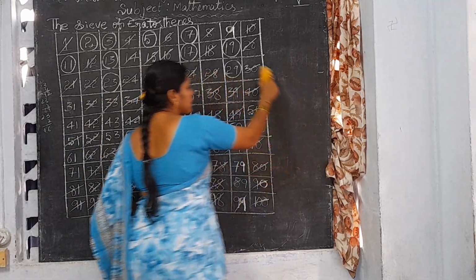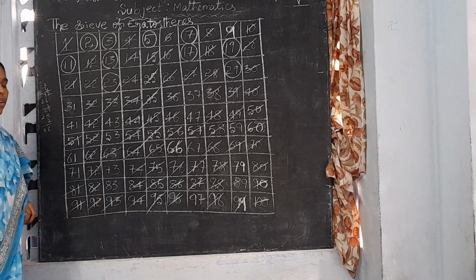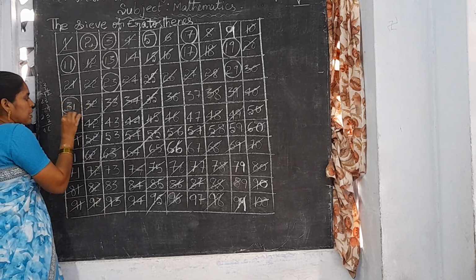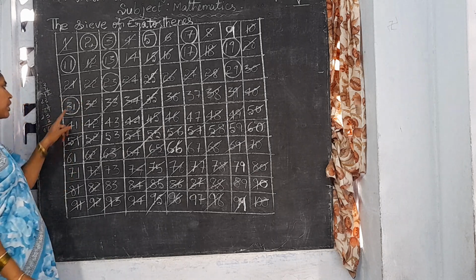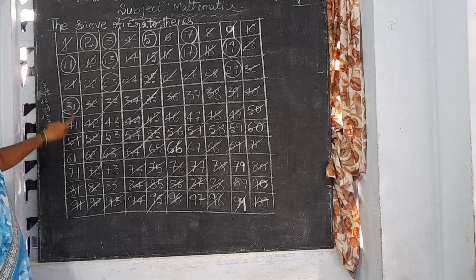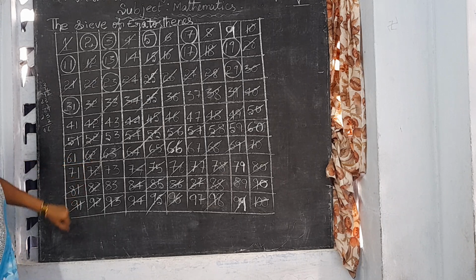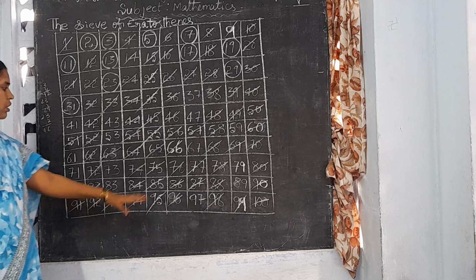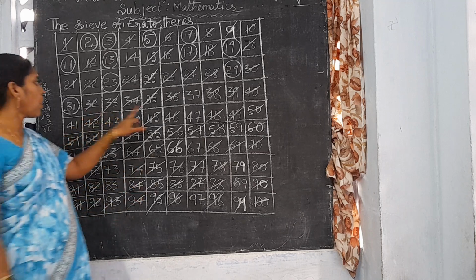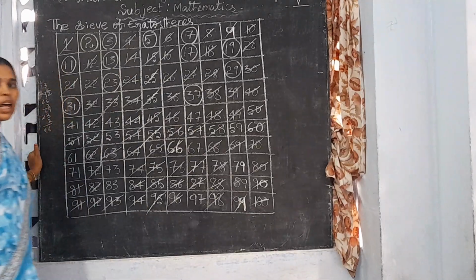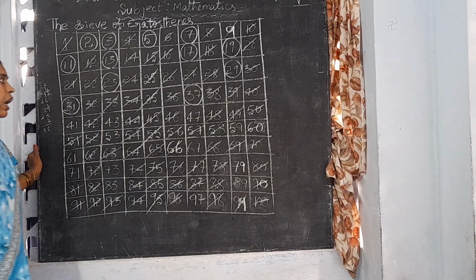31. How many factors does it have? 2 factors. 1 and 31. So it is a prime number. So please circle the 31. Now 31 twos are 62. It is struck off. Now 31 threes are 93. It is also struck off. Completed. Now 37. It has only 2 factors, that is 1 and 37.